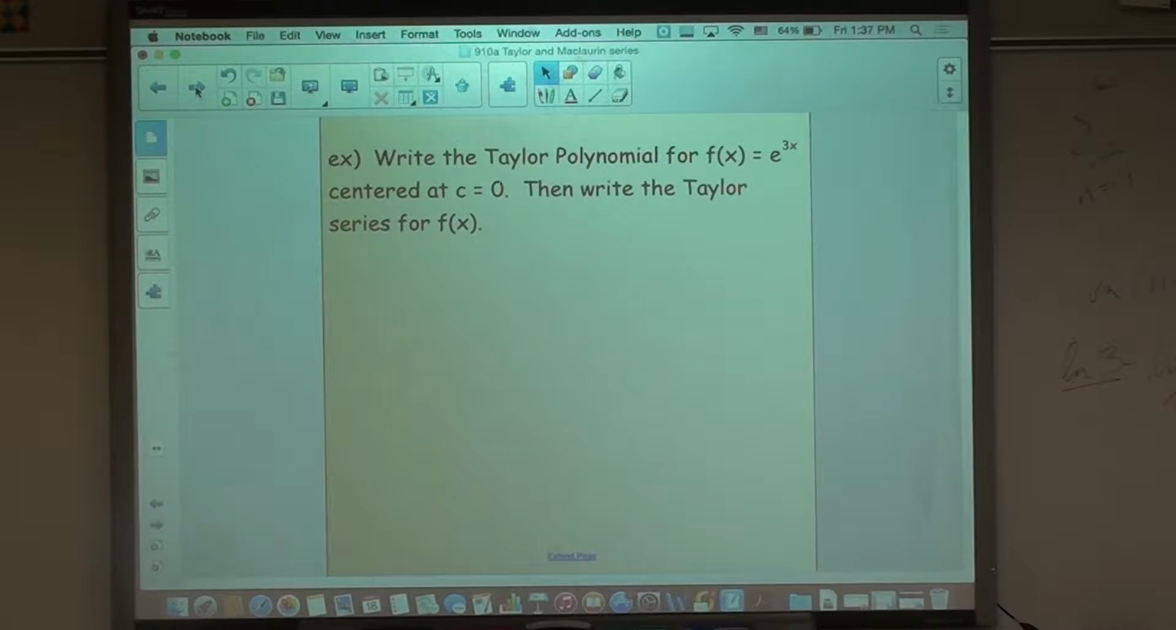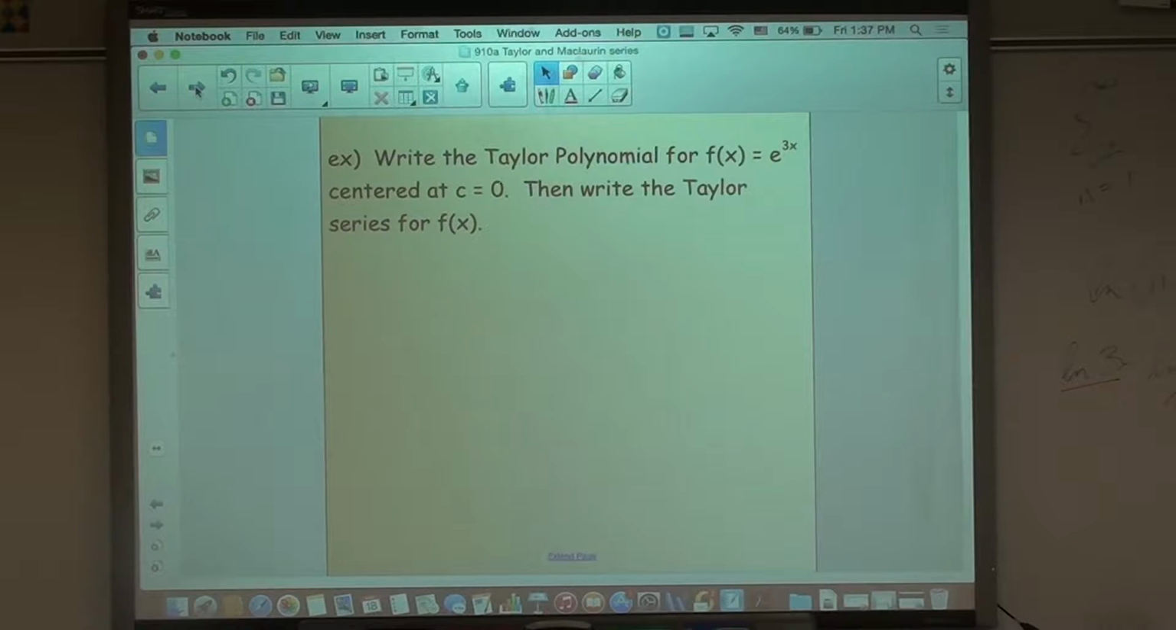Do we even have to see the pattern? Yeah. Because you can't just write every sigma as f sub n of c. You have to actually put what's there as a formula. So you need to know what the pattern is for the nth derivative.